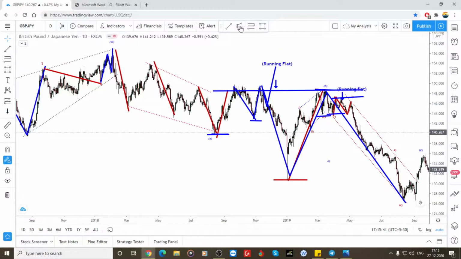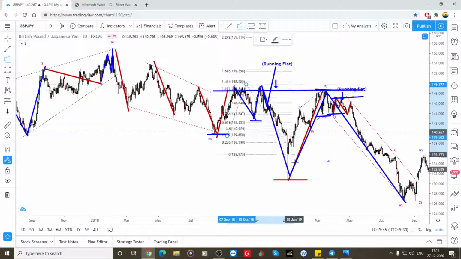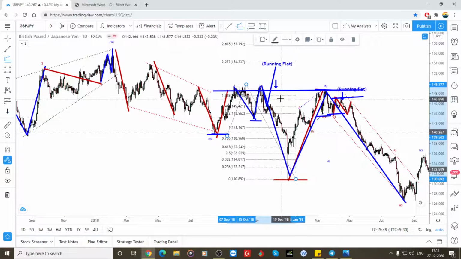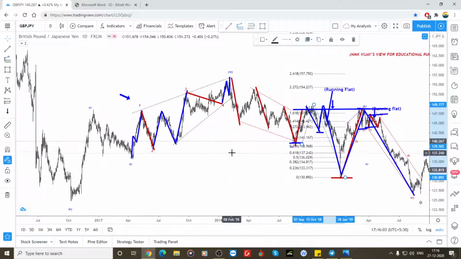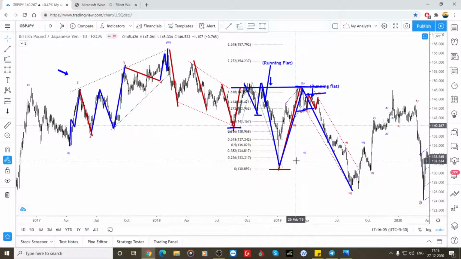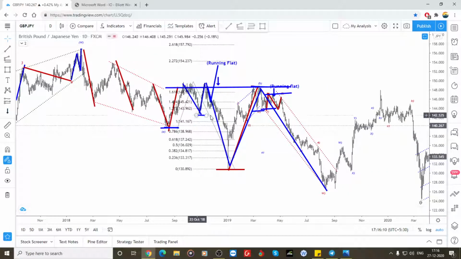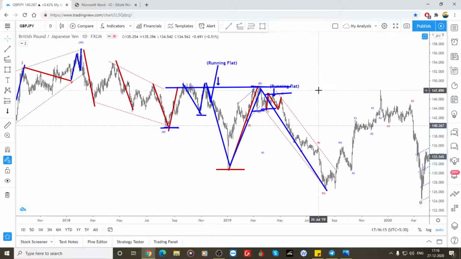And how will the target be here? Just use the fib expansions tool, A to B. See, it's a 1618, it is a running flat. So if it is an expanded flat, it can go above the 272 or 1618 also. So these are all for identification of the pattern. Don't stick to the same rule, but the rule is a rule. But in this kind of rejection in the correction part, you won't fit to that.